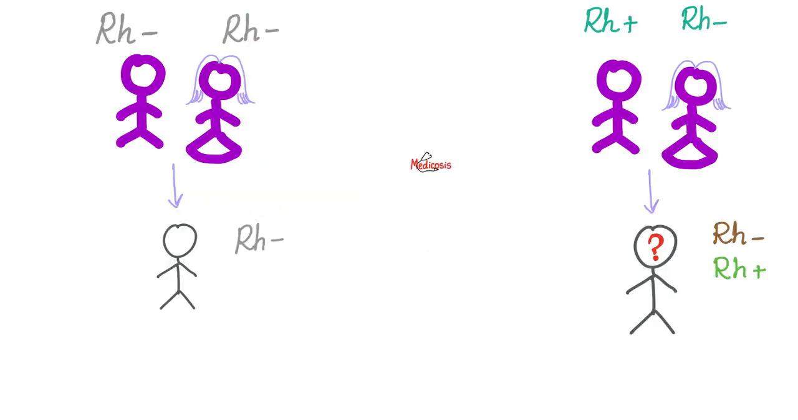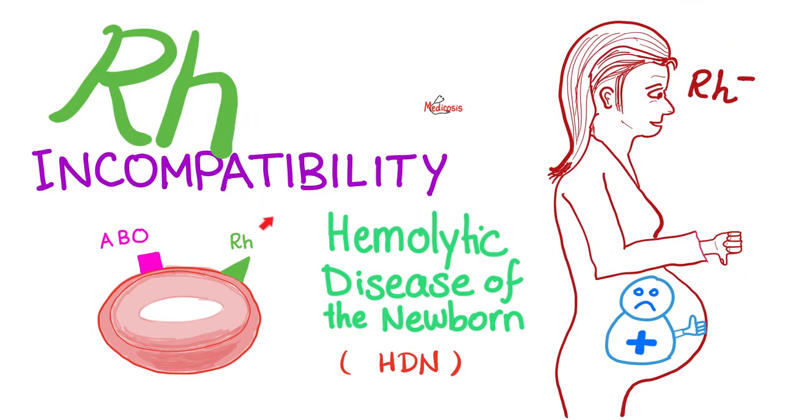What if mommy is Rh negative and daddy is Rh negative? Therefore, by definition, you will have to be Rh negative. But what if daddy is Rh positive and mommy is Rh negative? Then you could be either. There is also a disease called Rh incompatibility. It also causes hemolysis for the poor baby.